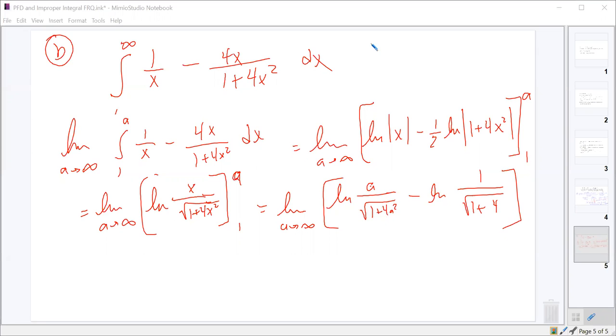Somebody said something there. Could I use inverse tangent for the integral of g?